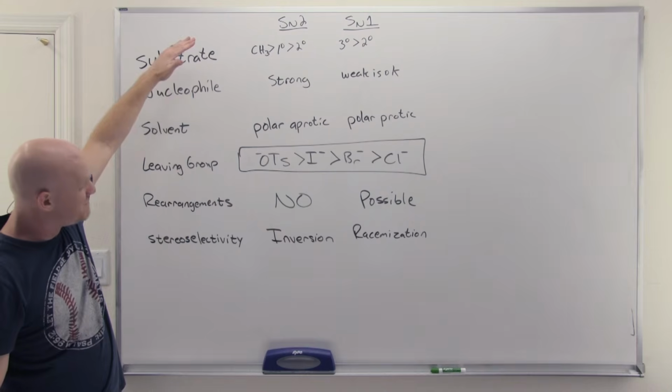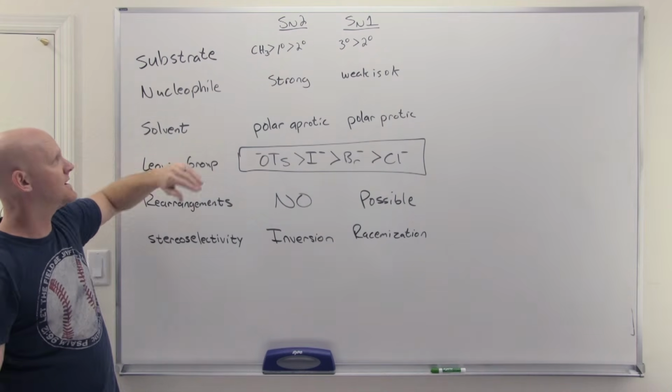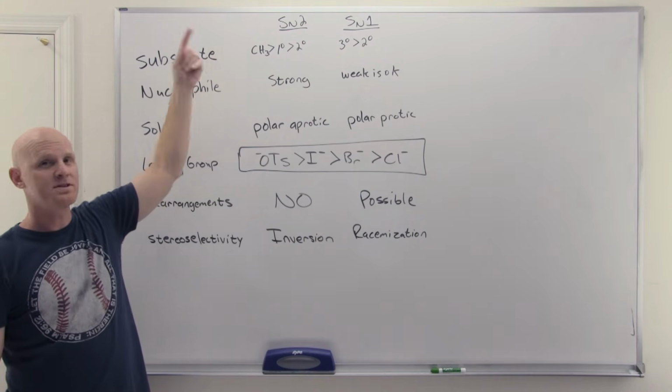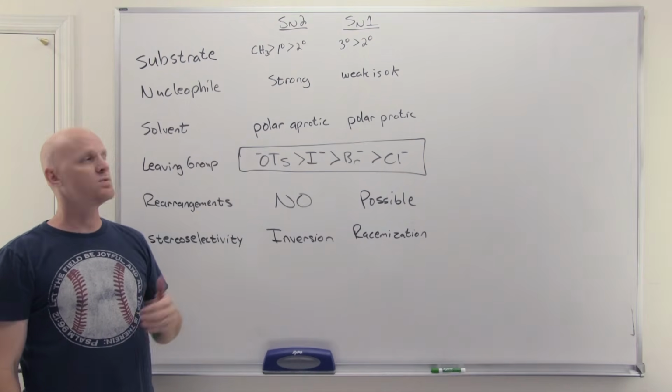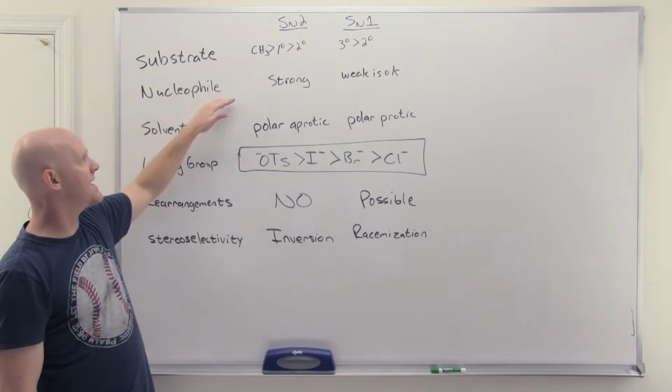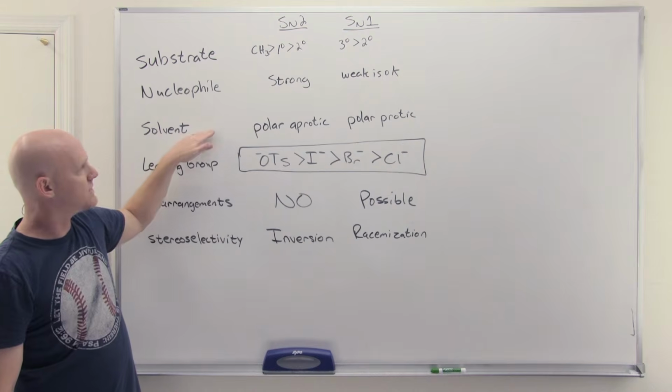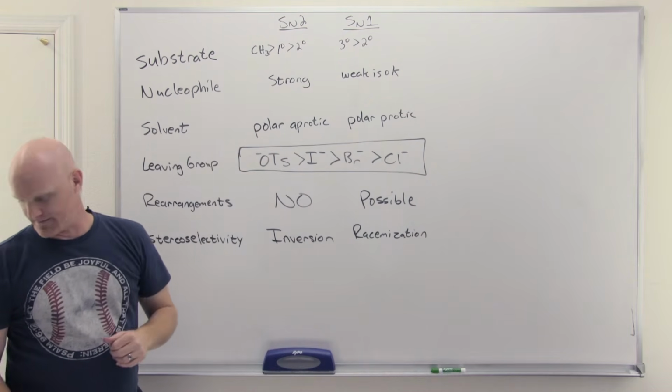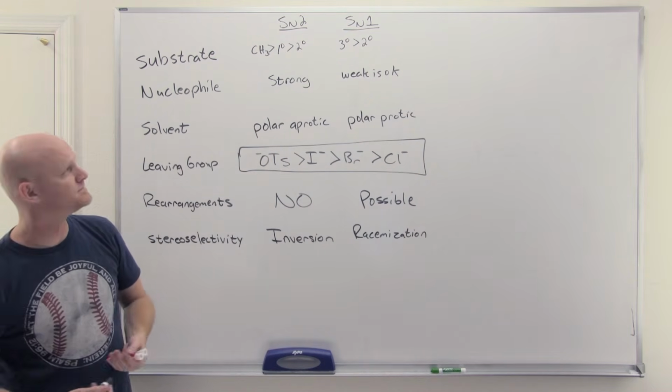Cool. So these are your big differences. This is what you want to keep in mind. And again, your nucleophile is going to be the first and most important indicator of which one of these two mechanisms you're using. After that, your substrate, and then your solvent will be of lesser importance. Let's take a look at some examples.